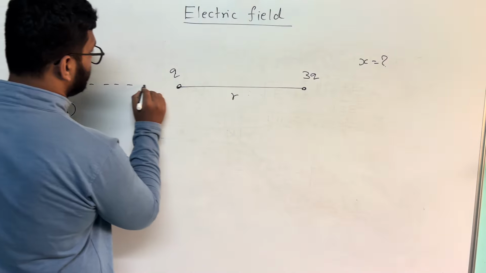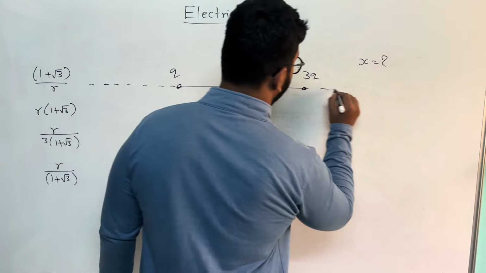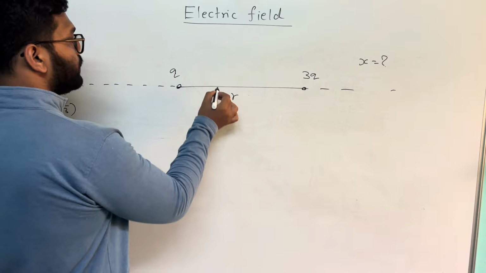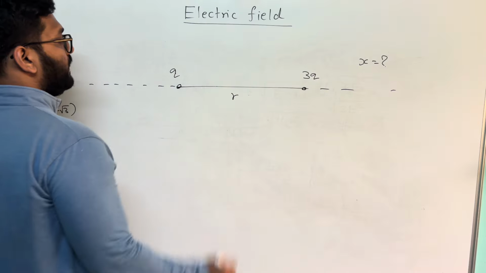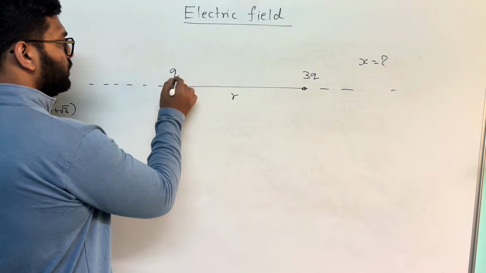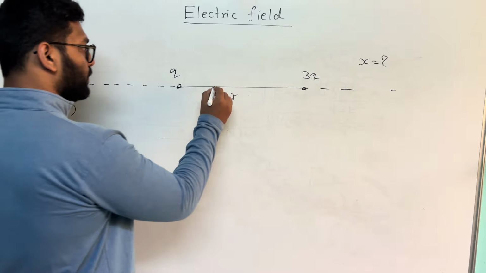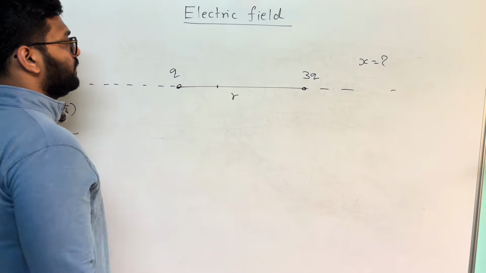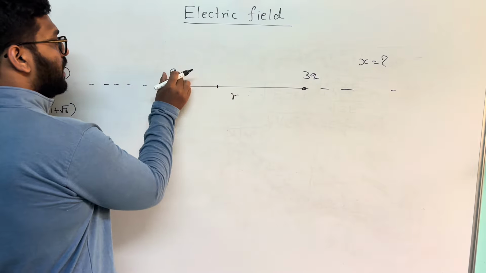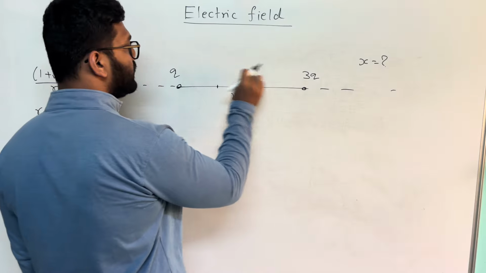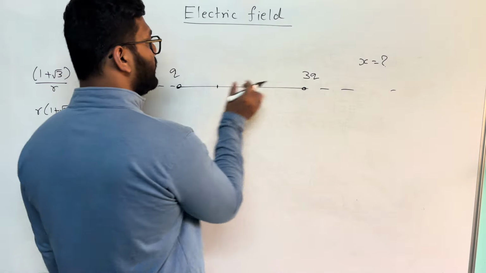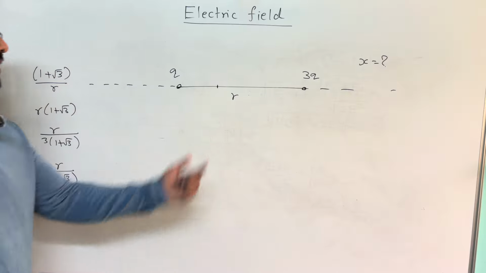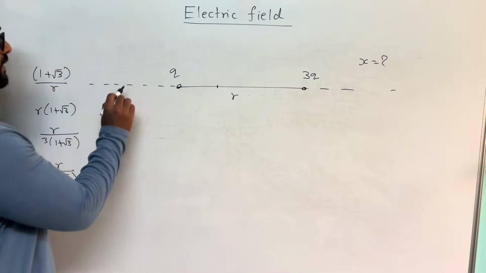Suppose I will extend this, okay? Suppose I have this point as x, near to this charge q. Then there is a possibility that the electric field will be 0, because near to this charge q, the electric field because of this charge will be more, and because of this 3q charge will be lesser, because it is far away, right?